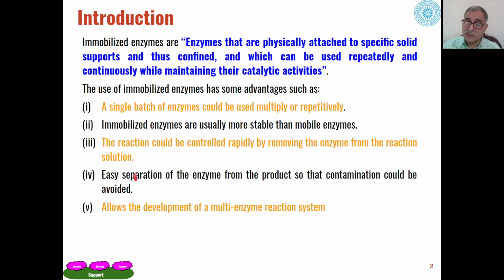Then the enzymes which are immobilized can be easily separated out from the product, and there will be no contamination in the product formation. Then this will also allow the development of multi-enzyme reaction systems. For example, if we require two enzymes or more than two enzymes in a reaction system, then these can be used simultaneously or even in a single step. So the technology for development of multi-enzyme reaction systems can also improve with the use of immobilized enzymes.